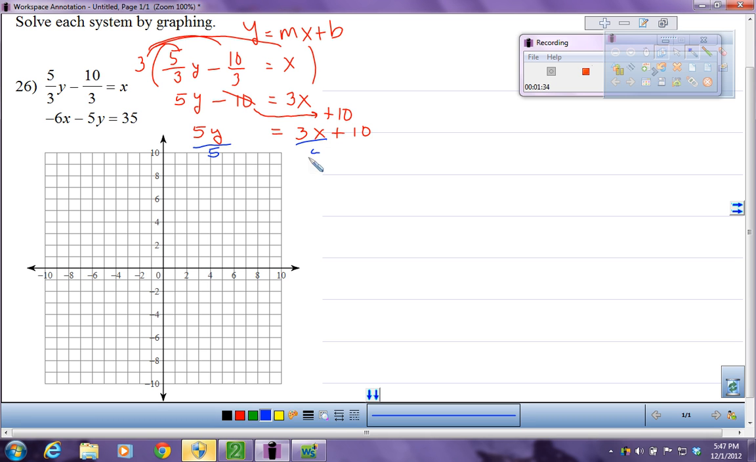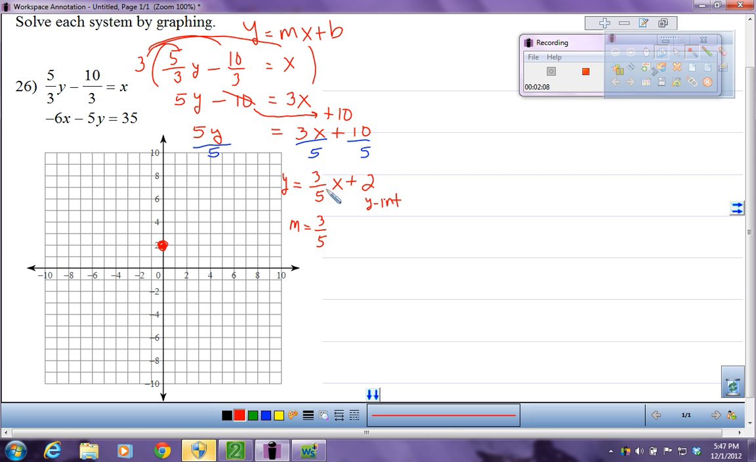And then we need to do it to every single one. So that should give us y equals. This, you cannot really divide, so it's just 3/5 x. This 10 divided by 5 is 2. So on this one, we're going to start at 2. And then our slope, this is our starting point right here, right? Our y-intercept, positive 2. And then our slope happens to be 3 over 5.